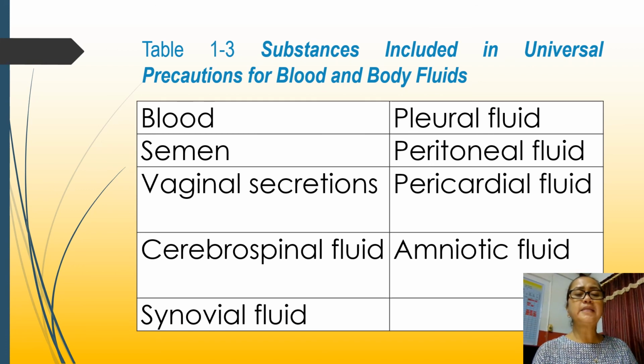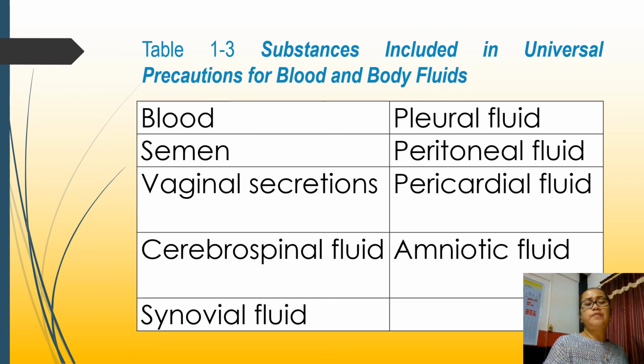So substances included in universal precautions: we have your blood, bowel, urine. You have to use the PPEs here, your personal protective equipment, such as your gloves, mask, goggles, and your hairnet even, plus your boots, pwede pa. And blood, semen, vaginal secretions, cerebrospinal fluids, or the fluid from your spine, diba? So, your synovial fluids, that is the fluid from your joints.